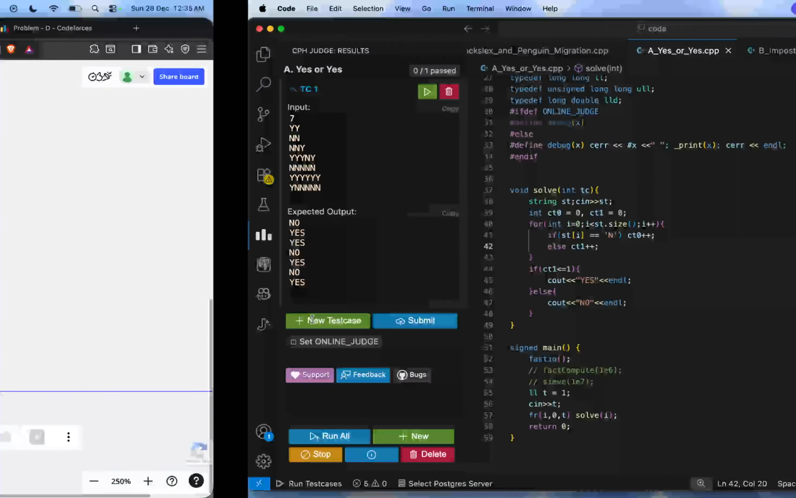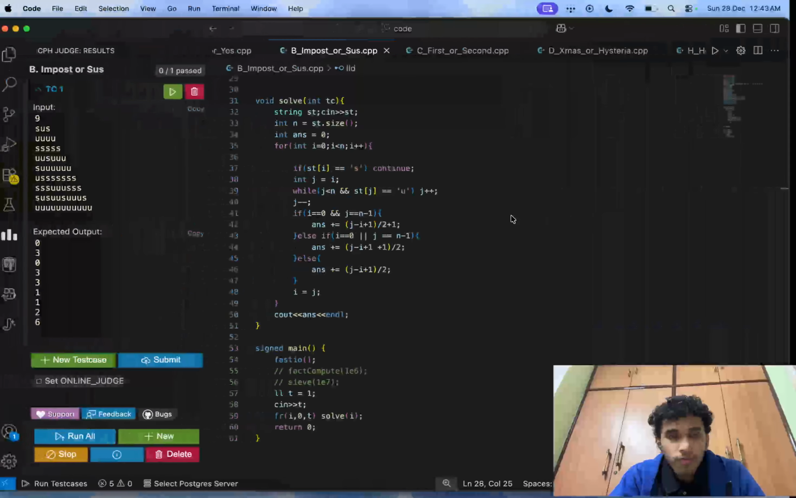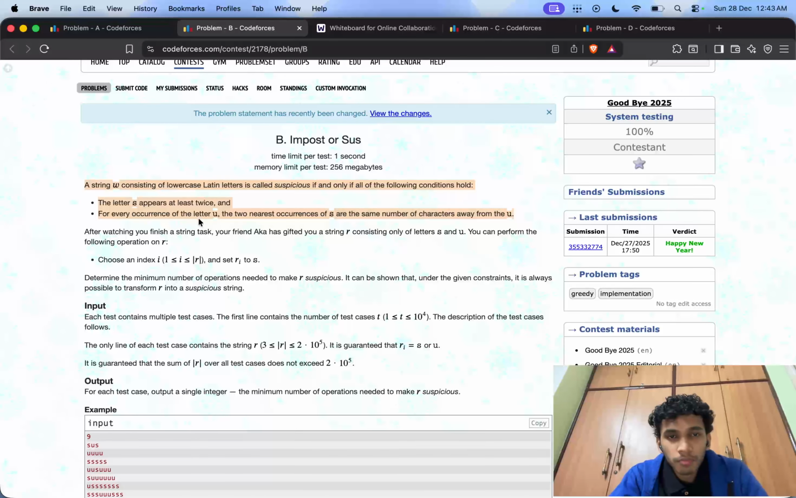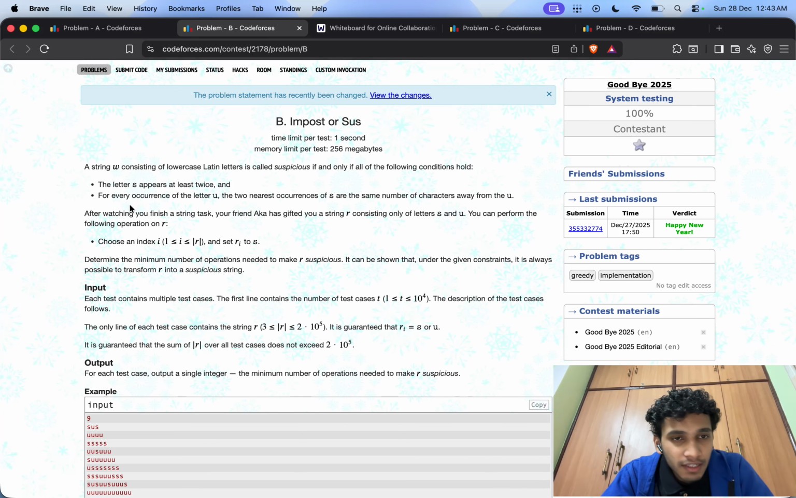So let's move to the next problem now. So let's move to the second problem now. The problem name is Imposter or Sus. We are given a string W consisting of lowercase Latin letters. It is called suspicious if and only if the following condition holds. The letter S appears at least twice and at least one.